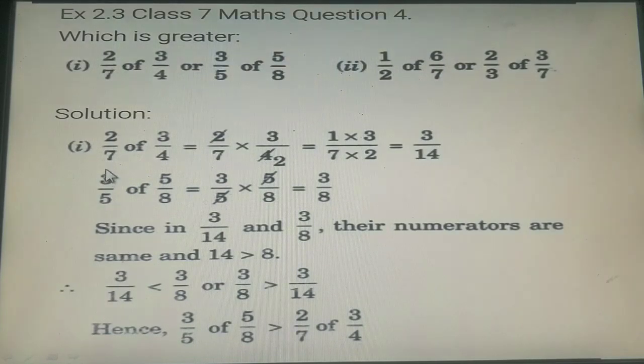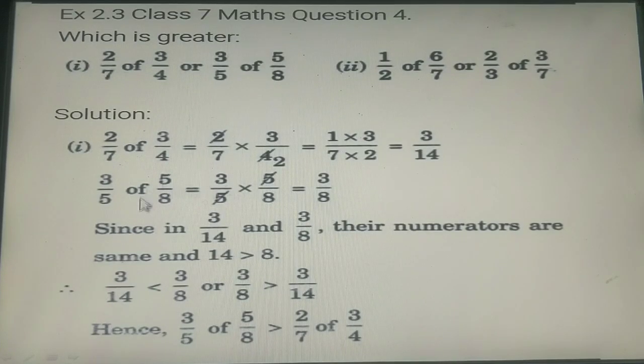So here we will start like this. The solution: 2/7 of 3 by 4, 'of' becomes multiply. So 2/7 multiplied by 3 by 4. 2 1s are 2, 2 2s are 4. So here you have got 1 into 3 upon 7 into 4. Your answer is 3 by 14. And for the second part, 3/5 of 5 by 8, multiply it like this. 5 1s are 5, 5 1s are 5 will get cut. So you will be left over with 3 by 8.